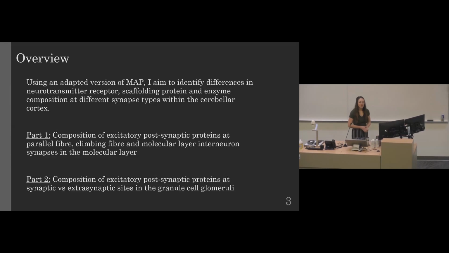Anyways, as an overview of what I'm going to talk about today, my study used an adapted version of MAP to identify differences in neurotransmitter receptor, scaffolding protein, and enzyme composition at different synapse types within the cerebellar cortex. And I'm going to present my results to you in two different parts. The first part, we'll be looking at the composition of excitatory postsynaptic proteins at parallel fiber, climbing fiber, and molecular layer interneuron synapses in the molecular layer. And the second part, we'll be looking at the composition of excitatory postsynaptic proteins at synaptic versus extrasynaptic sites in granule cell glomeruli.